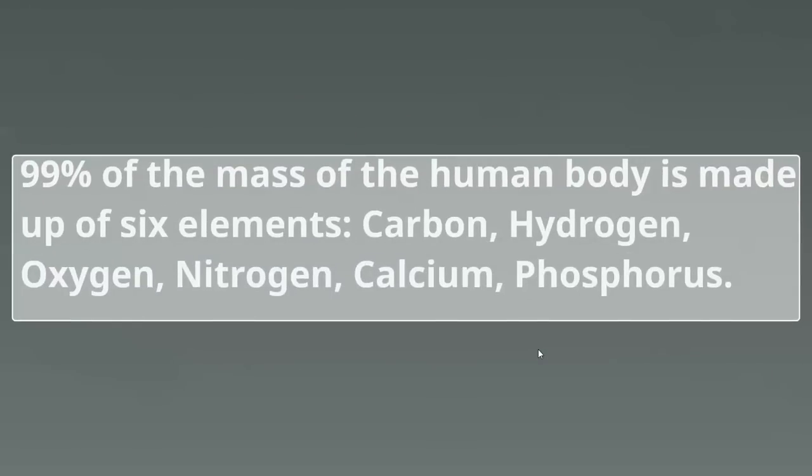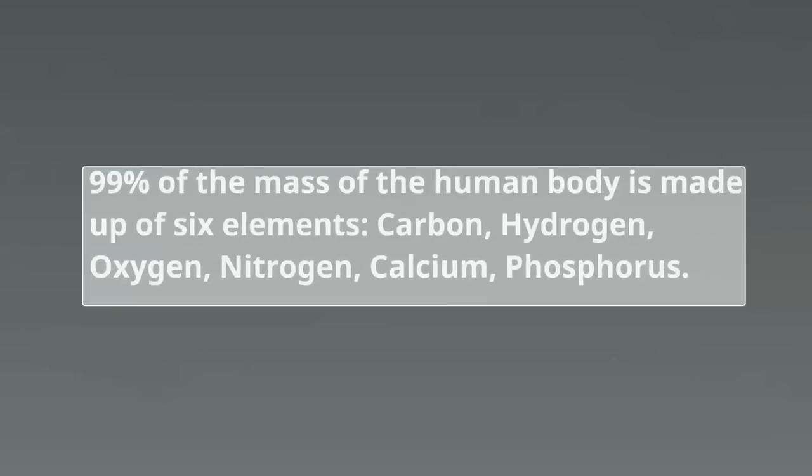99% of the mass that you are made up of is basically carbon, hydrogen, oxygen, nitrogen, calcium, and phosphorus. So those six elements make up 99% of you. So technically, if you bought all those things in the right concentrations that make you up, you're only worth a couple of bucks. Sorry to say. But that was kind of a joke. That's essentially what we're made up of.